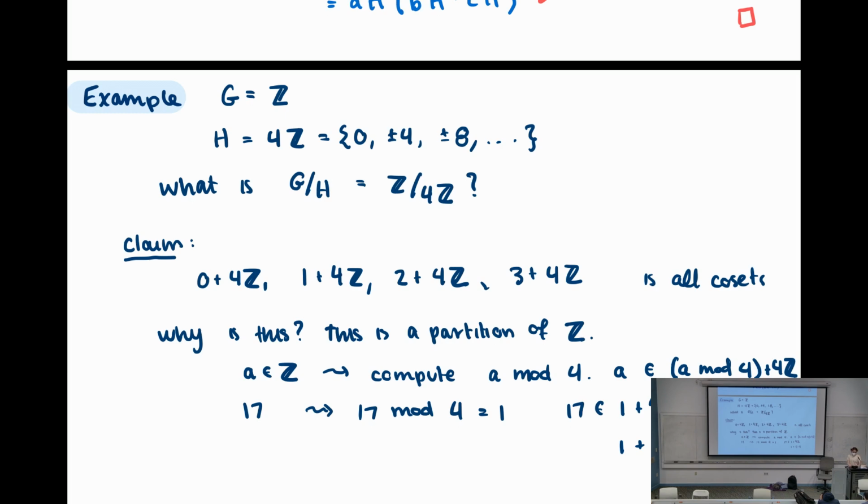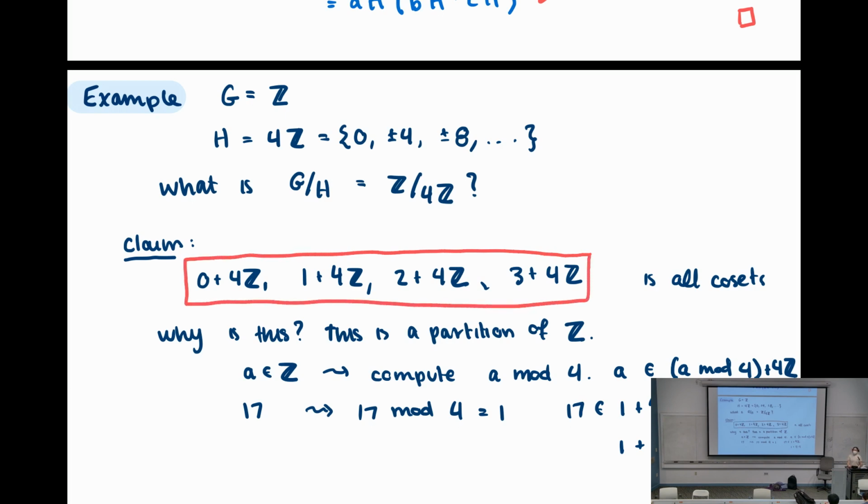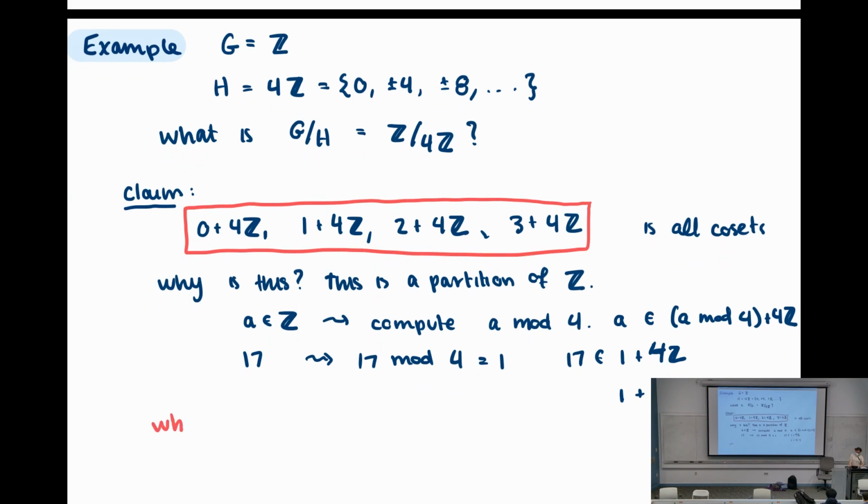Okay, so do we believe that these 4 cosets are a partition of the integers? So this is all of the cosets? Yeah. Okay, so what group is this? We saw last time there's only 2 choices. It could either be Z4 or Z2 direct sum Z2. And which one is it? Yeah, it has to be Z4.